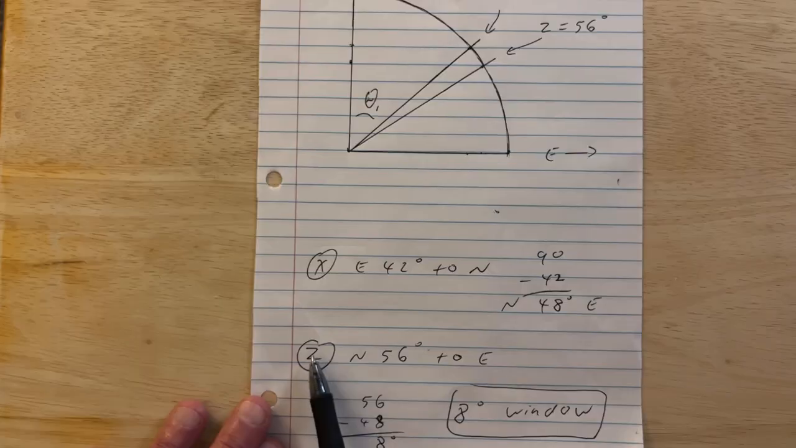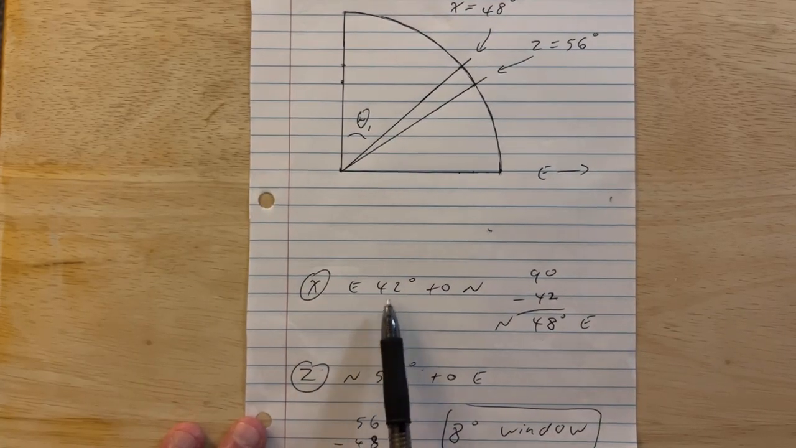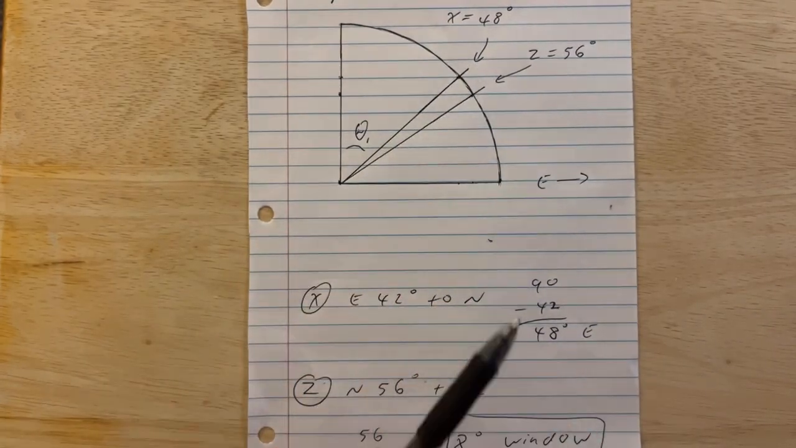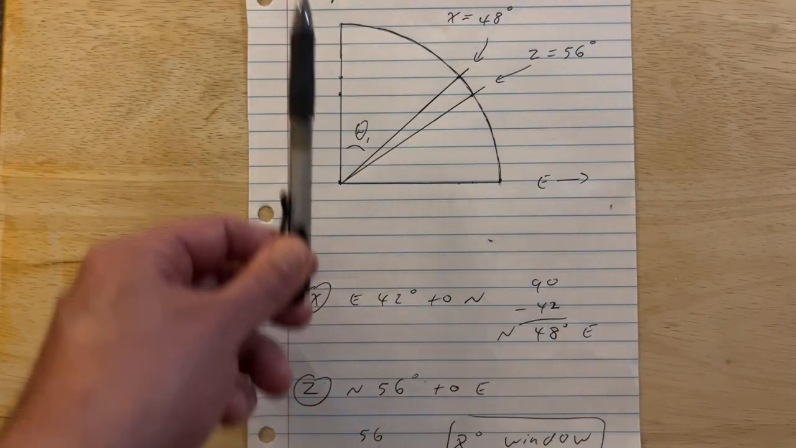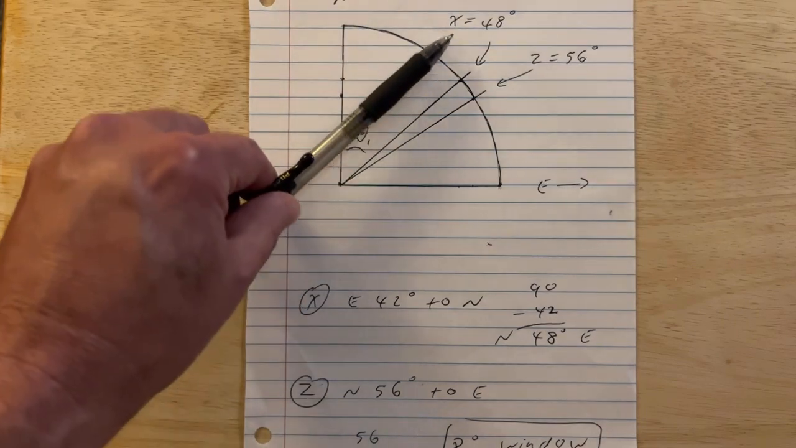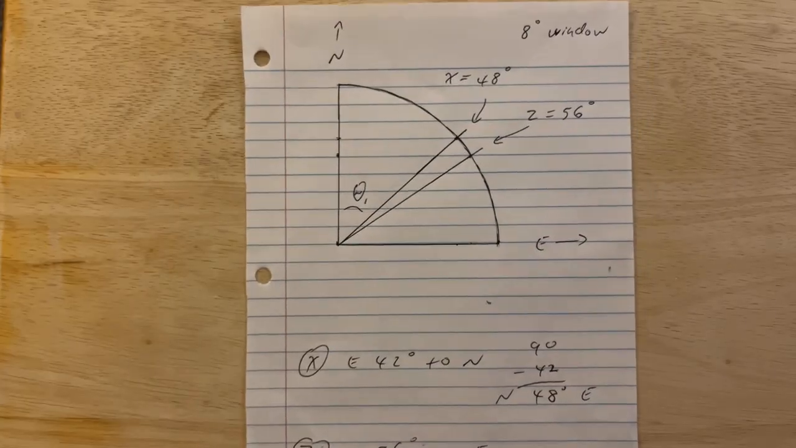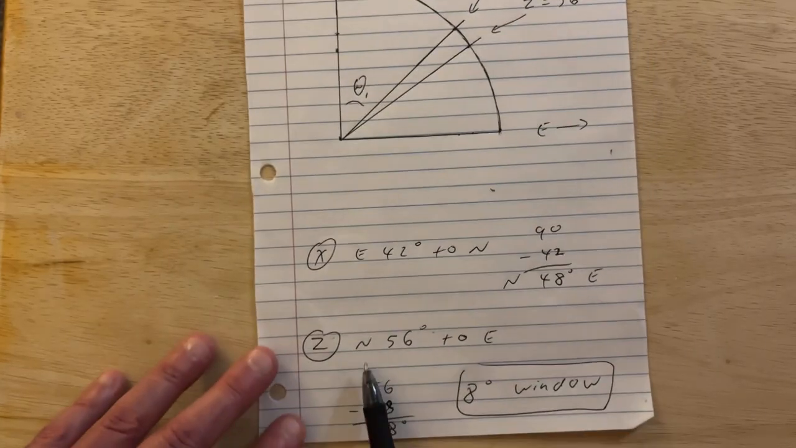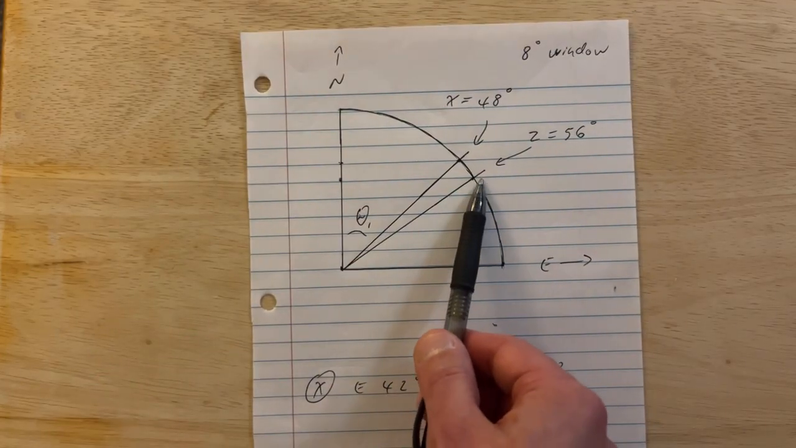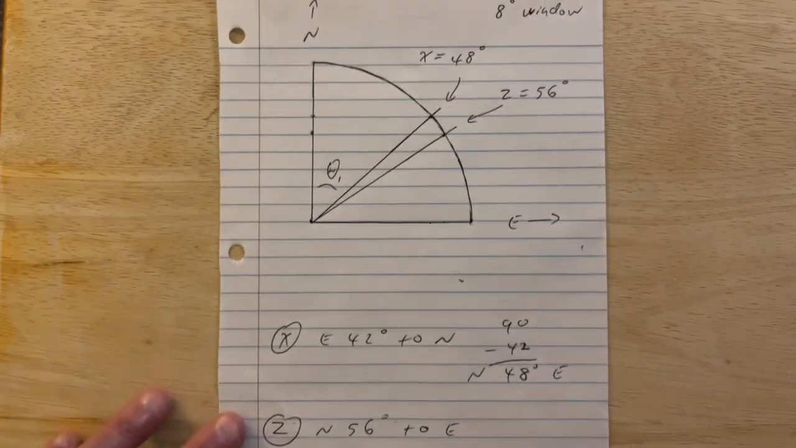We have the x and z axis first. Actually, this is all we really have to worry about. East, 42 degrees to the north. So east, 42 degrees to the north. I actually want to turn this into a reference from north. So let's take 90 minus 42, we get 48. So north down to 48 degrees. And this is where the shooter is coming from according to the x-axis. The z-axis is north 56 degrees to the east. So this right here is the z-axis. Take 56 minus 48, we get an 8-degree window.